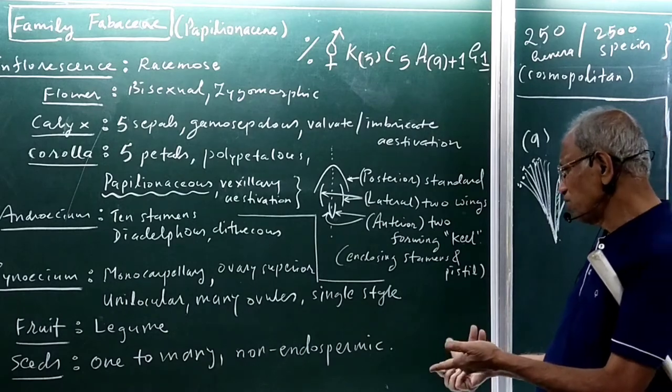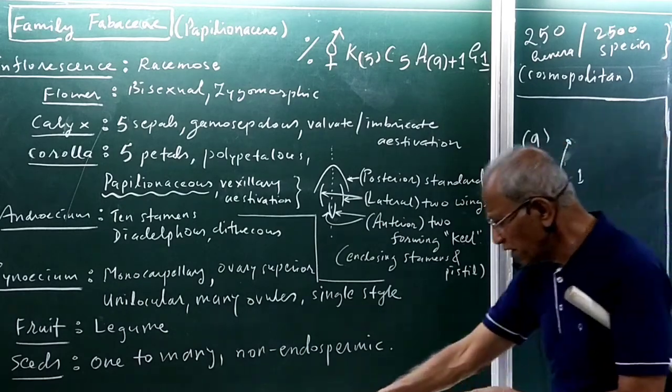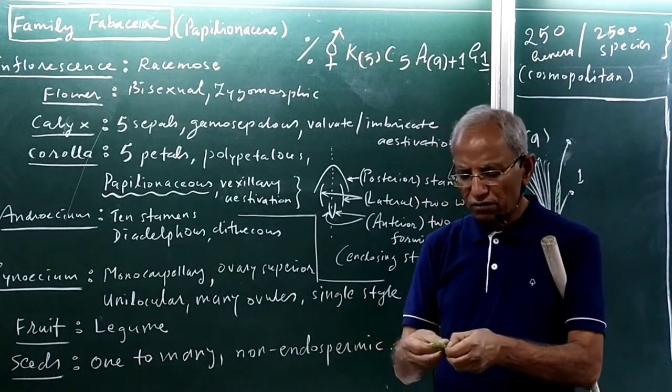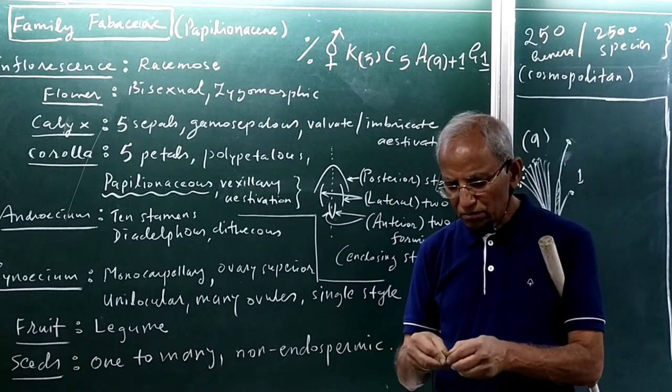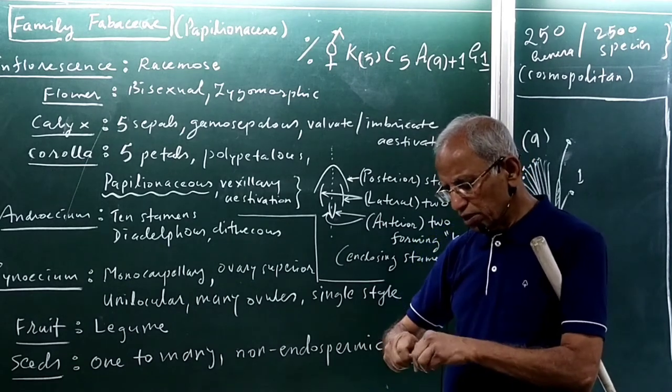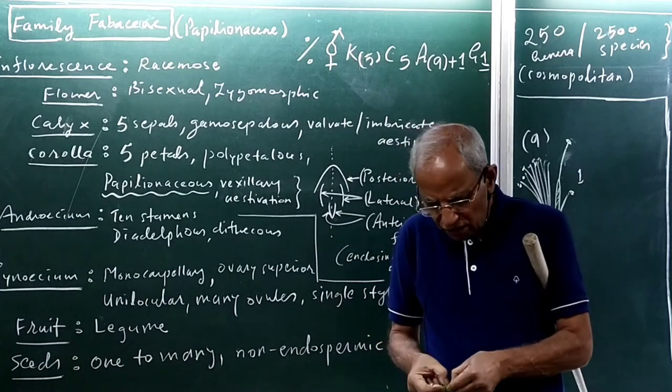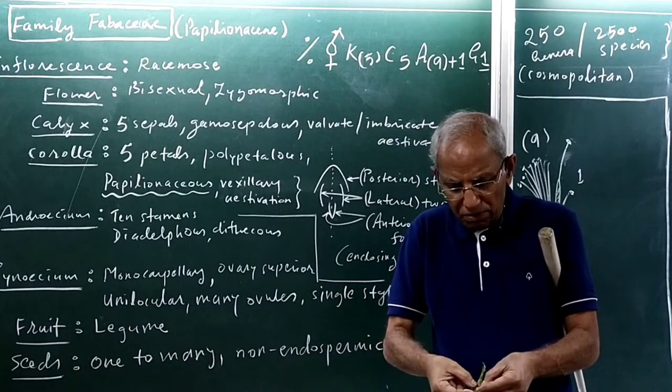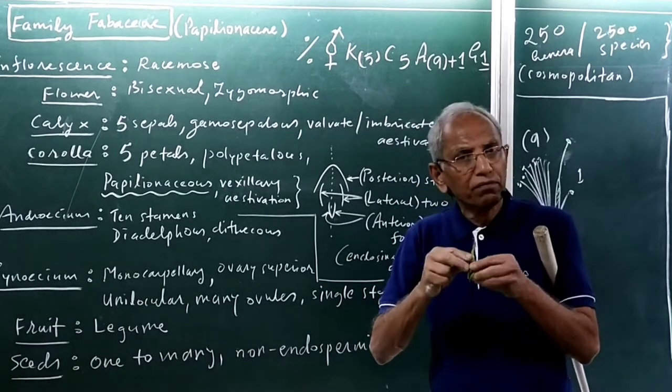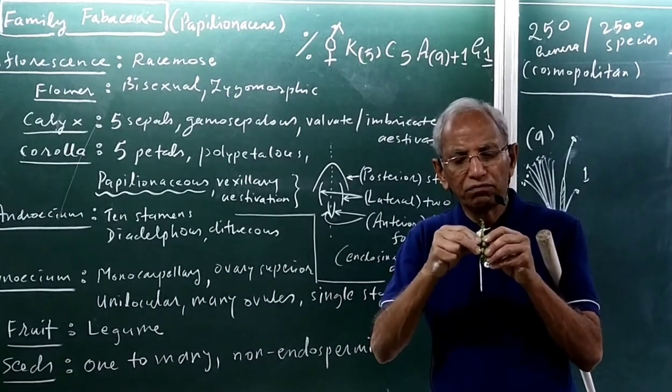And seeds are one to many and non-endospermic, because if I open this, you can see there will be many seeds. So just open this casually. You can see many seeds inside. It's simple. These are the many seeds. As you can see here, this is what is happening.